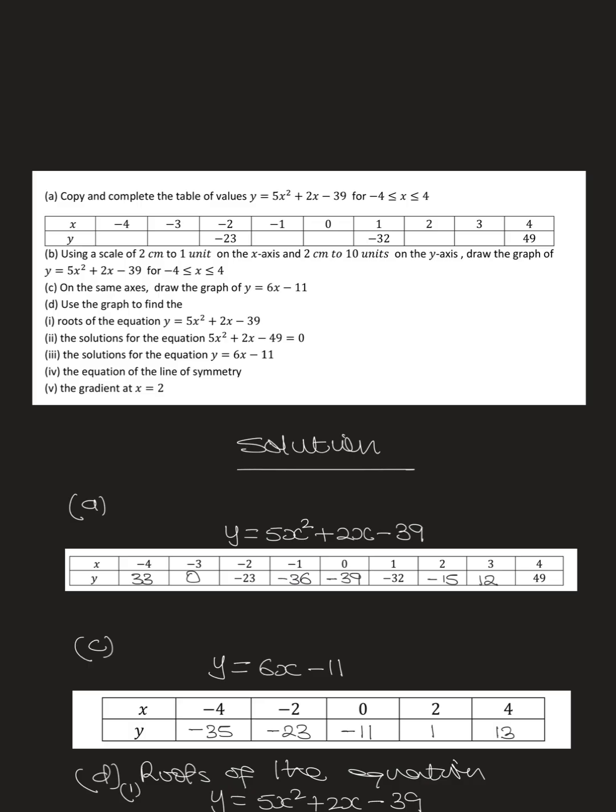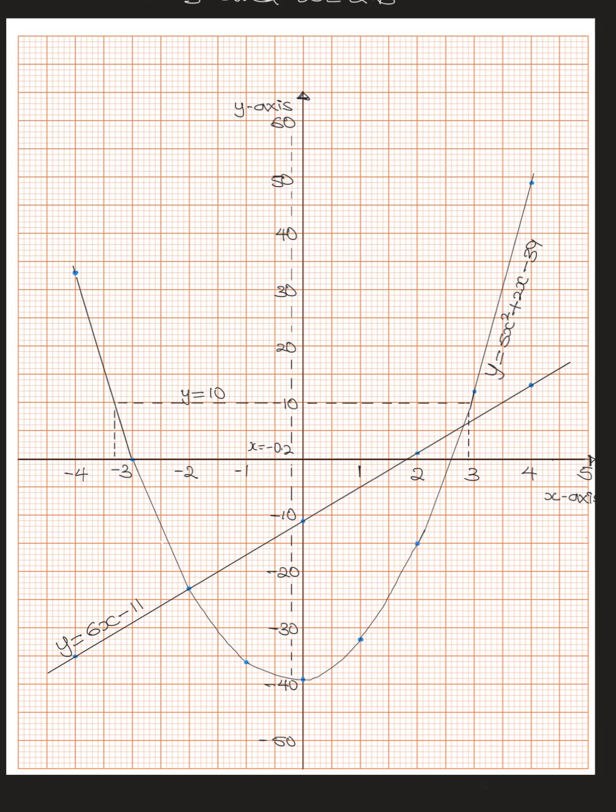The final question is asking us to find the gradient at x is equal to 2. Okay, so how do we do that? This is the graph. We want to know the gradient, which is also called the slope, but we are given the point x is equal to 2. So we will trace that to the graph, that is this point, and we then draw a tangent. A tangent is a straight line that touches a curve at just a single point.